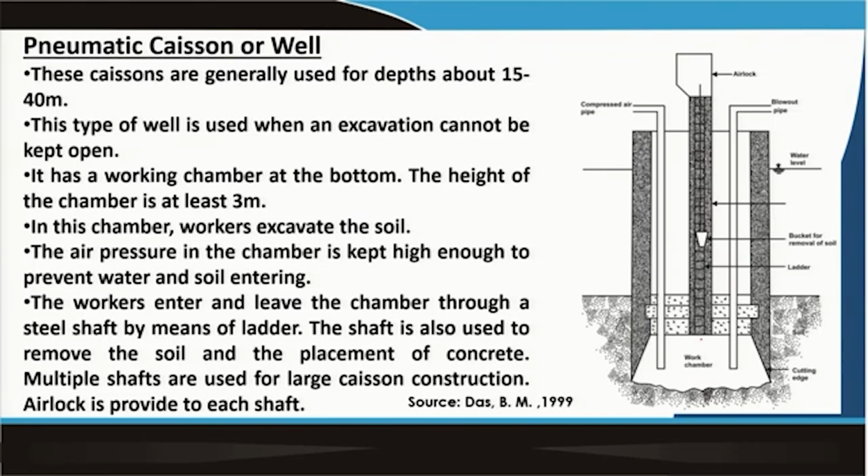So, multiple shafts are used for large caisson construction, and an airlock is provided to each shaft, obviously, because the worker has to be inside; the worker will work inside the chamber. So, that means when the soils are excavated, those soils are removed through the shaft, and later on these will be used for the concreting purpose also.